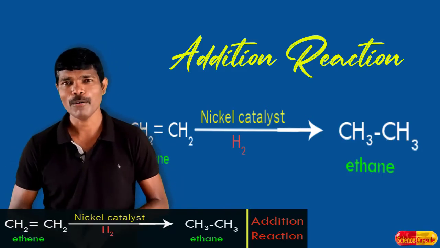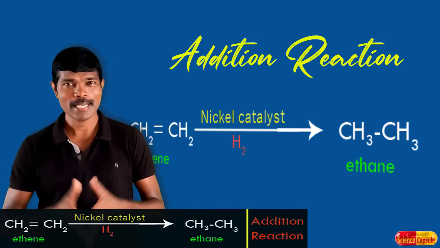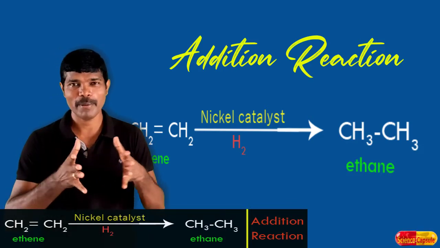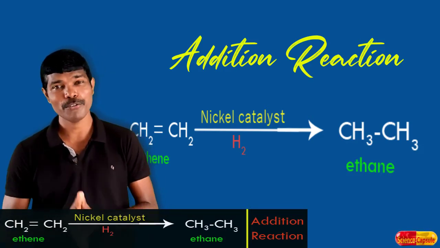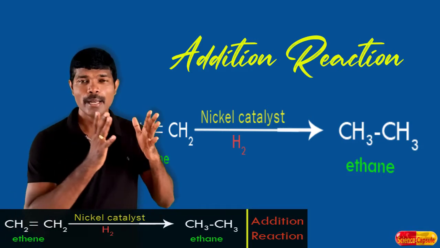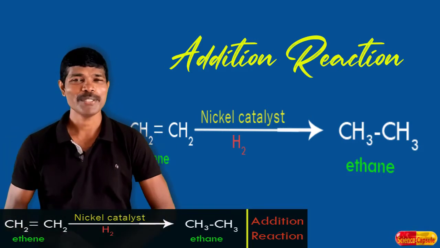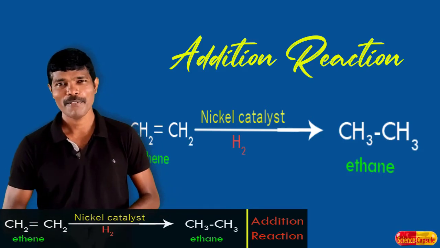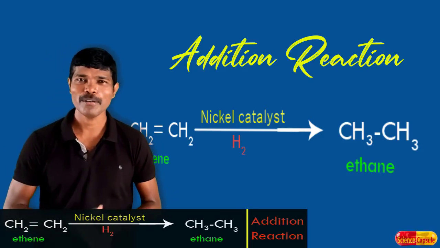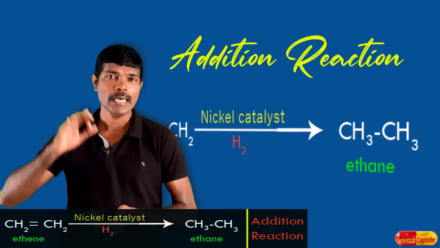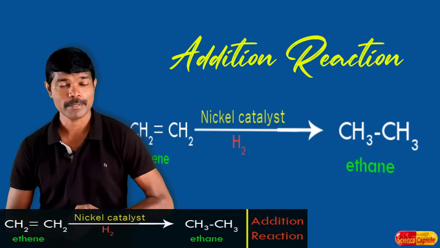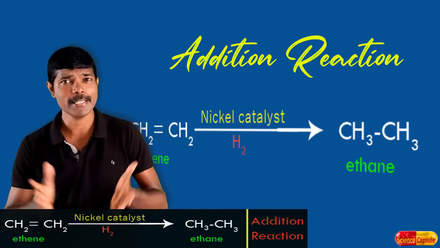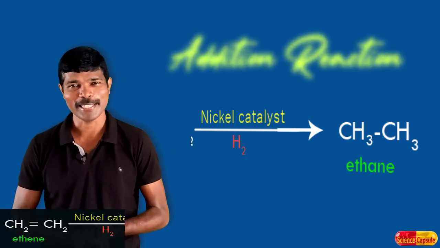So this is all about addition reaction. In the examination, questions on this topic may be asked. How the question would be: how can you convert an unsaturated hydrocarbon into saturated hydrocarbon? Answer is very simple. It is by the process of addition reaction. So this is all about addition reaction. Now let us see the fourth property, that is substitution reaction. Let us understand this substitution reaction with an example.